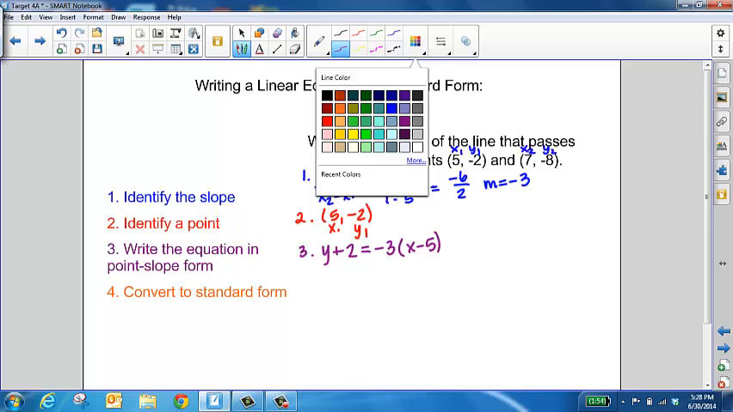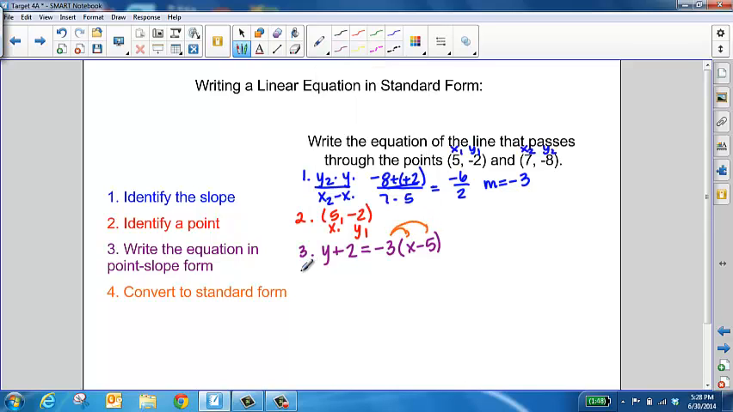Now to start converting this into standard form, what we're first going to do is distribute in that negative 3 to come up with our new equation. And then we're going to shift over this plus 2 to the other side so that we can actually get this into slope-intercept form. And the way we're going to do that is we're going to subtract 2 from both sides, which is going to give us y equals negative 3x plus 13.